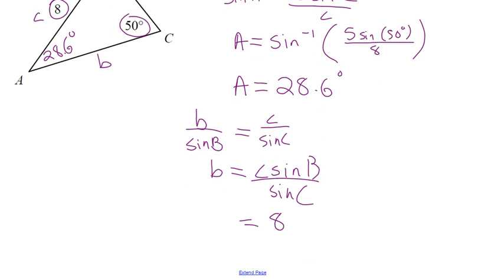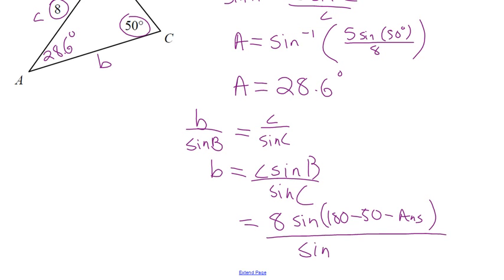C is 8. Now, here's what I want you to do when you're getting this angle, right? So this answer is sitting in your calculator right now, 28 point whatever. So you can go sine bracket, and you can go 180 minus 50 minus second function answer, which will now give us the exact value, or at least 10 decimal places worth of angle B, and then divide by sine C. Sine, what's C, 50.